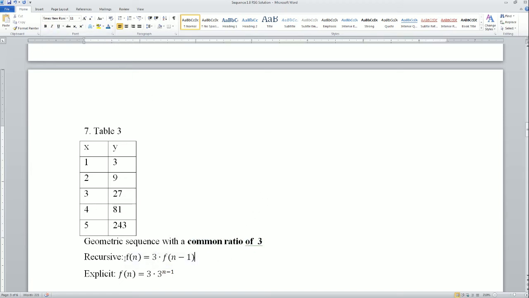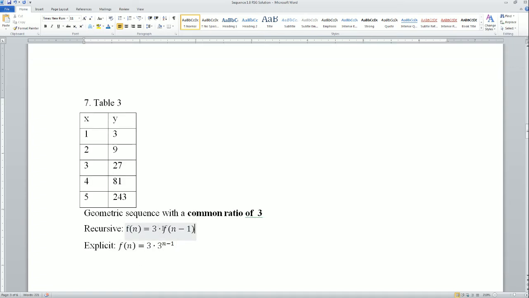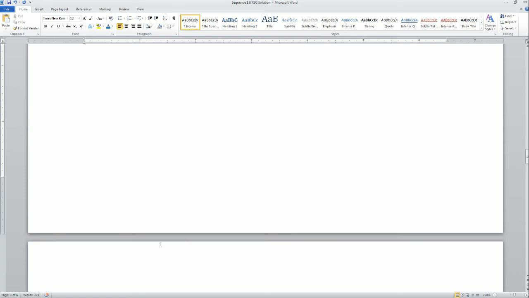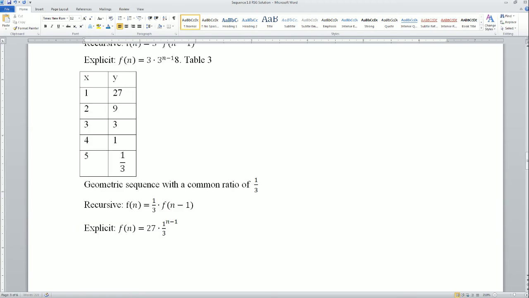So what do I do? I plug it into the recursive. It becomes 3 times the previous term, and the explicit. Right? The first term, which is 3, times the common ratio, which is 3, to the n minus 1 power. So that's how it would look like. Right? Good. Let's bring up 8.